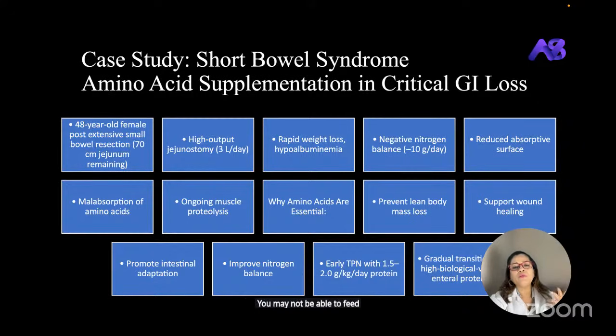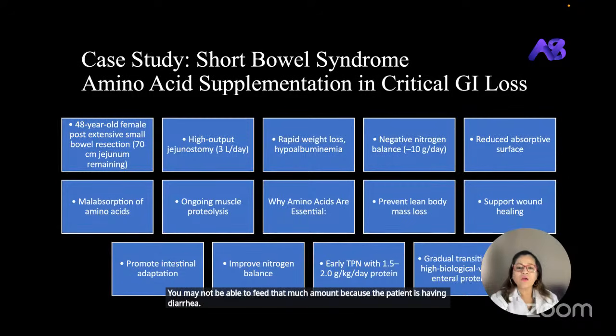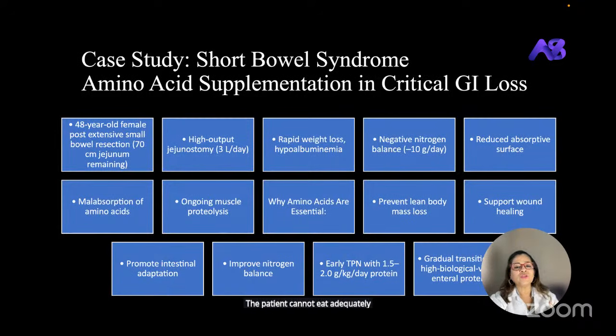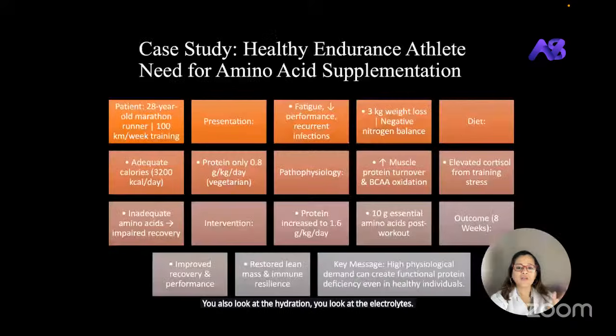Whilst you want to feed the patient well, you may not be able to feed that much because the patient is having diarrhea, cannot eat adequately, is tired, weak, and there is loss of lean body mass and delayed wound healing. So here you have to remember that sometimes in such situations we also give TPN, along with an amino acid rich formulation. Both are given. And you also look at the hydration and the electrolytes.